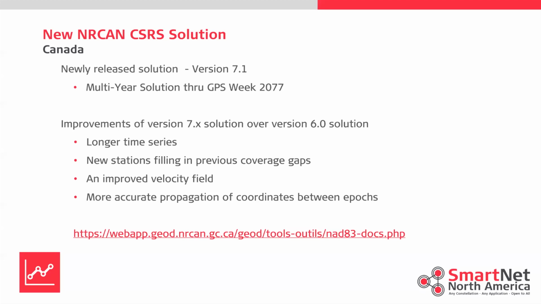And this basically means we can more accurately propagate coordinates between epochs. So if we have an epoch date of one or another, we can propagate between those much better because we have more accurate velocities. Again, velocities are how much a station moves relative to a reference frame.